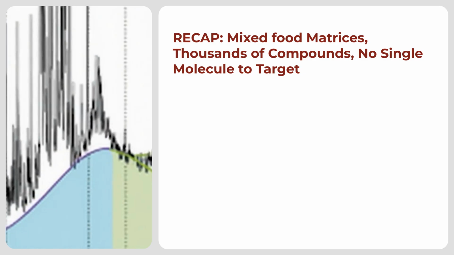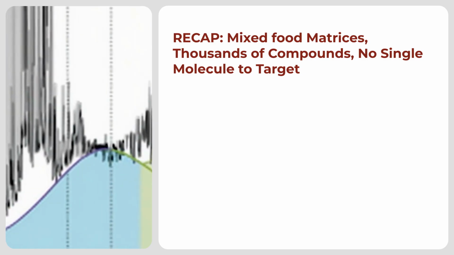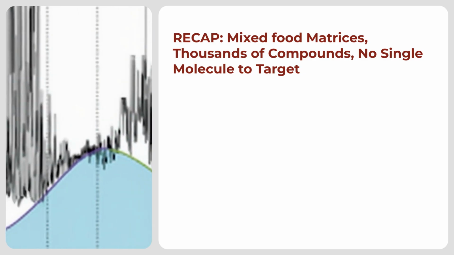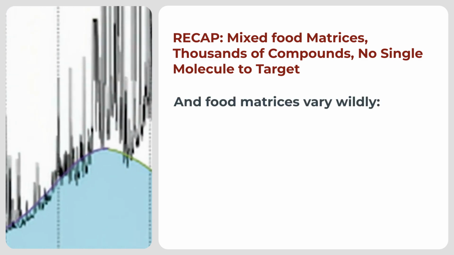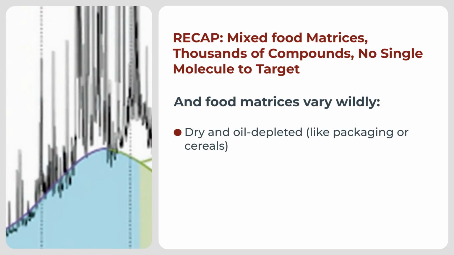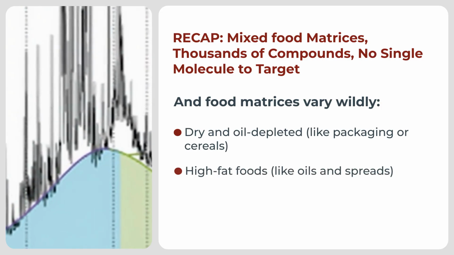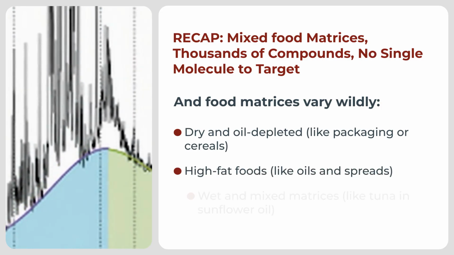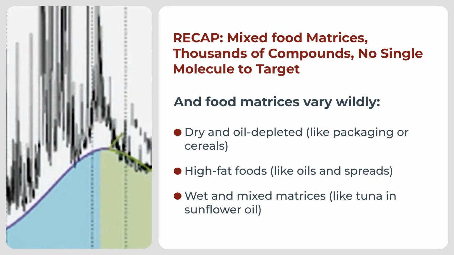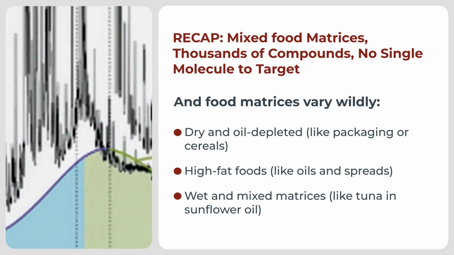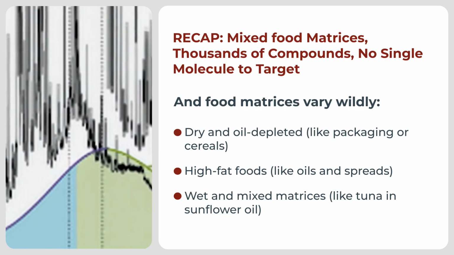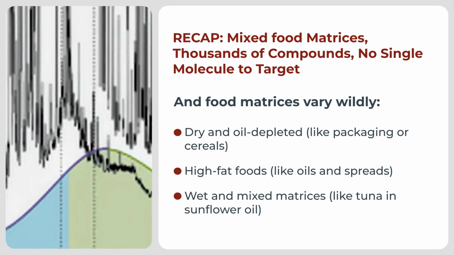MOSH-MOAH aren't single chemicals. They're broad families of hydrocarbons, potentially thousands of molecules per sample. And food matrices vary wildly. Dry and oil-depleted like packaging or cereals. High-fat foods like oils and spreads. Wet and mixed matrices like tuna in sunflower oil. So the goal isn't finding one molecule, it's isolating fractions and measuring them as characteristic humps on a GC-FID chromatogram.